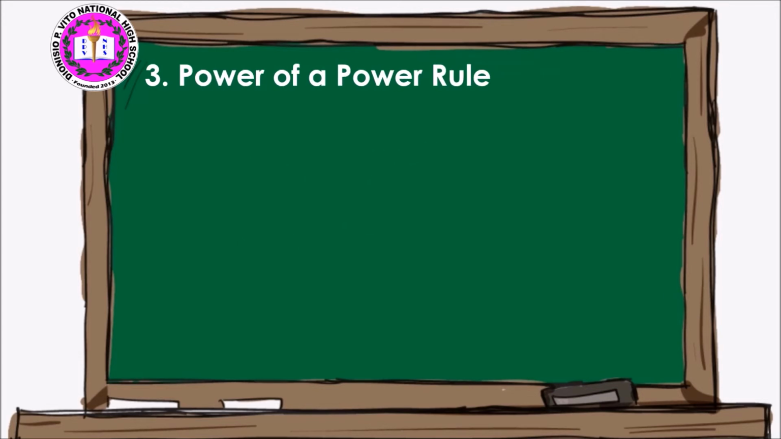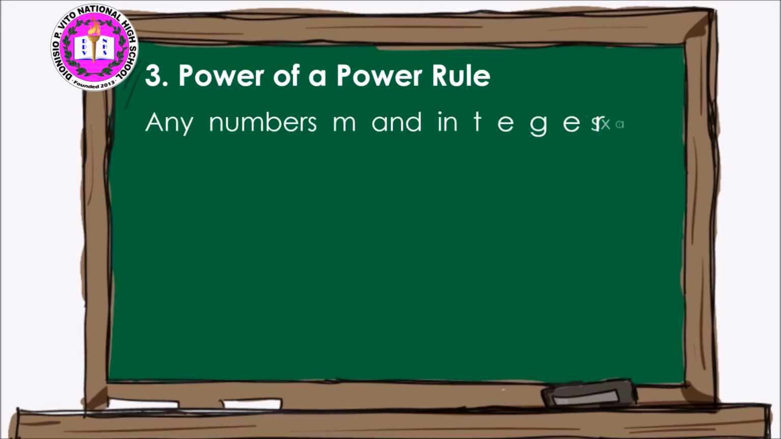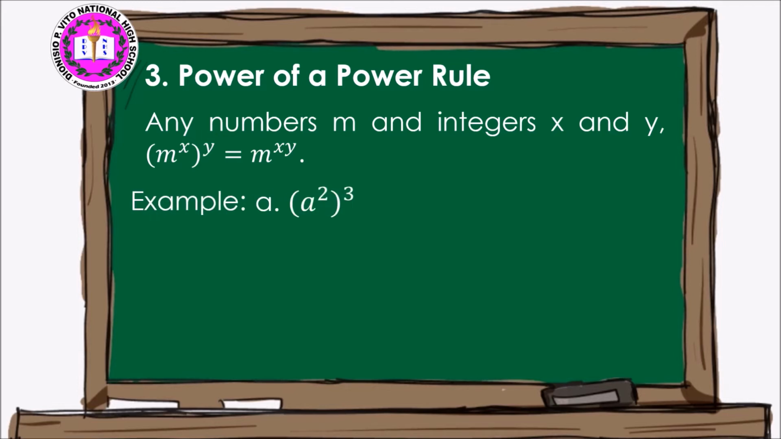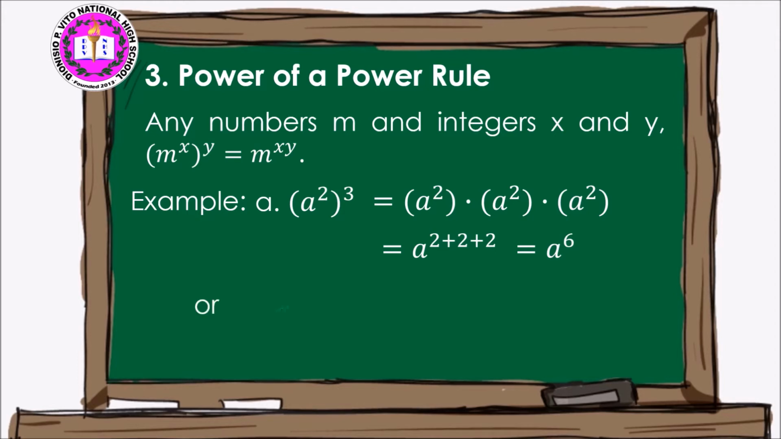Third law, power of a power rule. For any number m and integers x and y, m raised to x, raised to y, is equal to m raised to x times y. For example, a squared cubed is equal to a squared times a squared times a squared, which is equal to a raised to 2 plus 2 plus 2, which is equal to a raised to 6. Or a squared cubed is equal to a raised to 2 times 3, which is equal to a raised to 6.